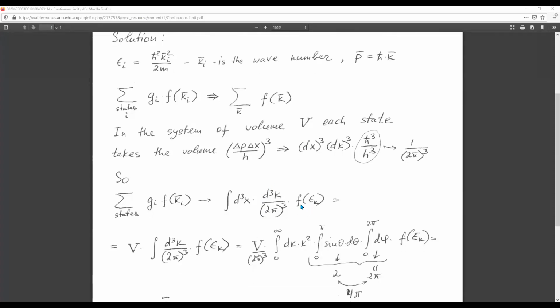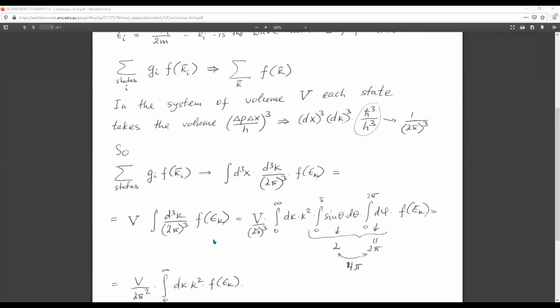Now, if our function does not depend on the coordinates, in the case of a homogeneous system, and depends only on the energy, the integral over the volume becomes V, and the integral over the three-dimensional space of wave numbers we can calculate in spherical coordinates. So this is what we get, and that 2 pi cubed comes from here, and this angular integral is the area of the two-dimensional sphere, which is equal to 4 pi.